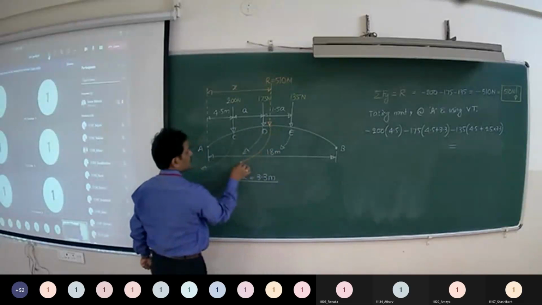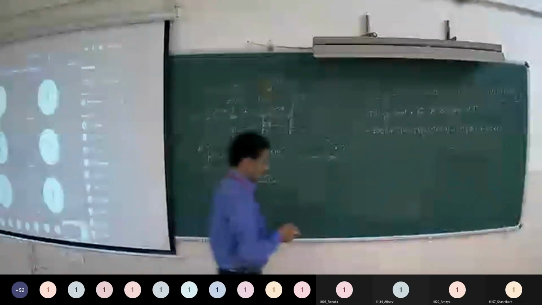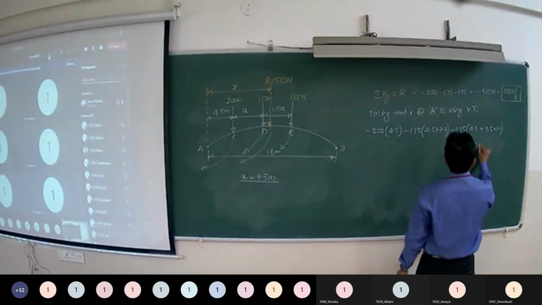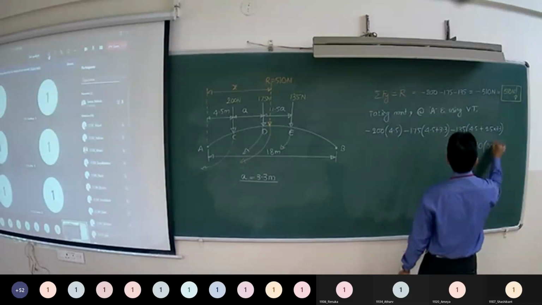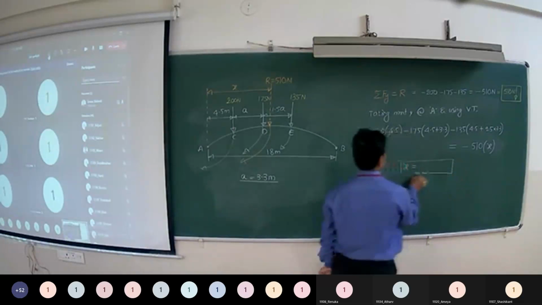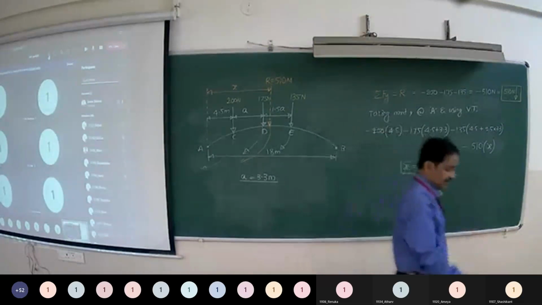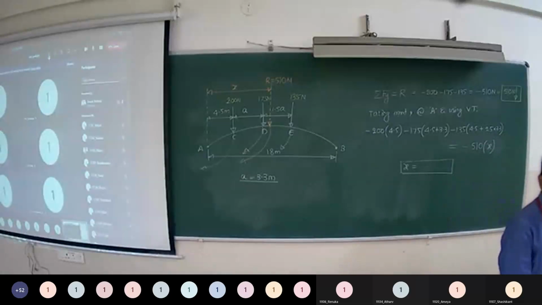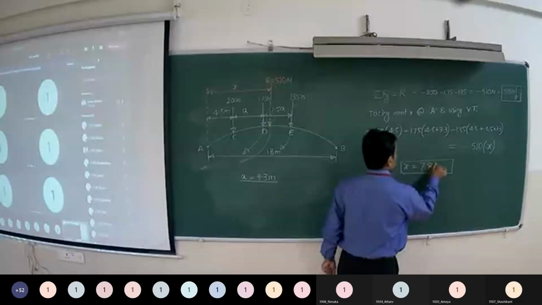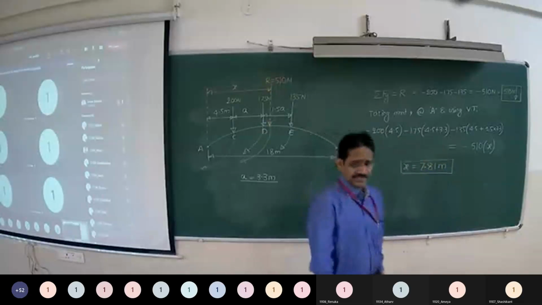This is equal to the moment of the resultant about A. Again the resultant is forming a clockwise moment. So it is minus resultant 510 into the perpendicular distance x. Solving this equation, you will get where the line of action of the resultant acts with respect to A: 7.81 meters from A.